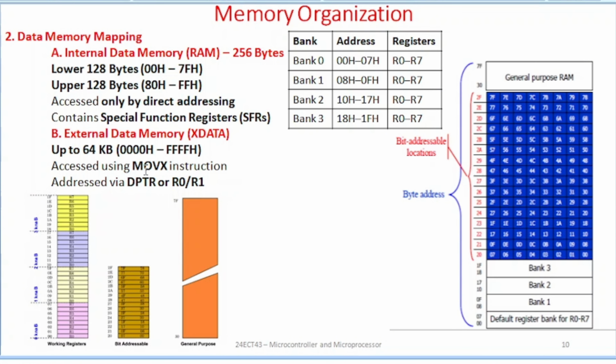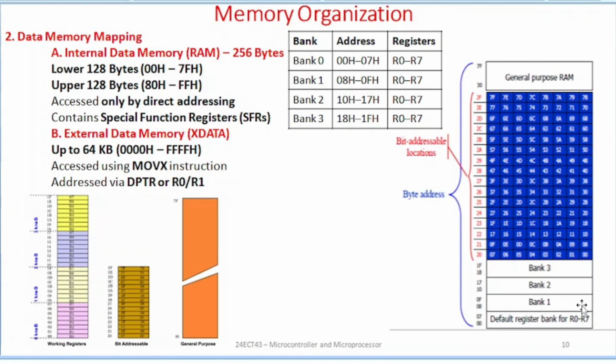The lowest 32 bytes are grouped into 4 bank registers, which are selected with the help of the program status word, that is the flag register. The program instructions refer to these registers as R0 to R7. The second bank register, that is bank 1, is indicated with the flag register, that is the program status word.